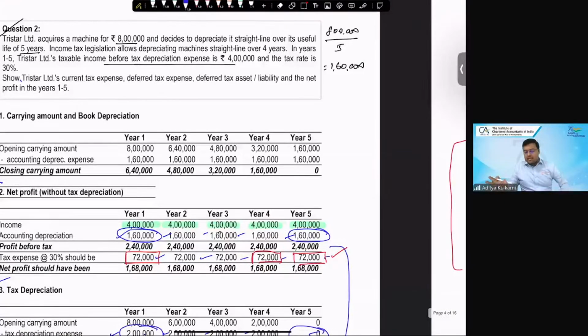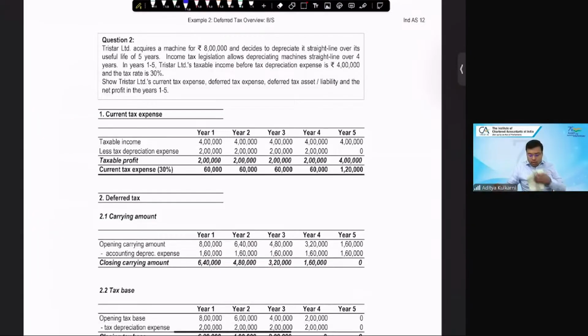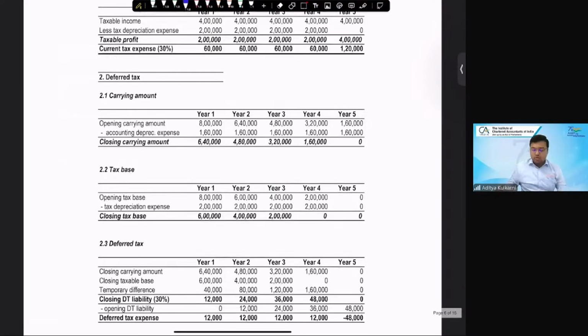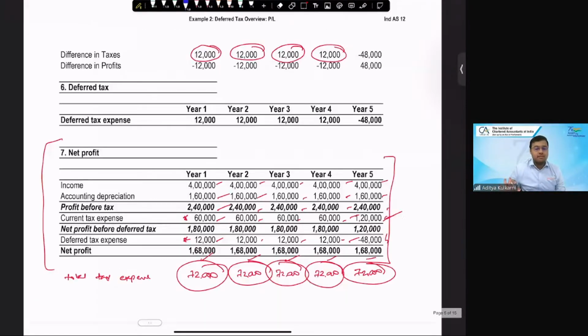So now let us see what they mean by balance sheet approach. All clear so far? Now something new is coming up. I'm doing the same second question. I'll come to that. What is the reason for this new approach? I will explain to you.